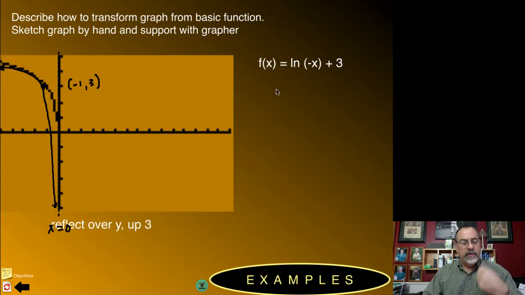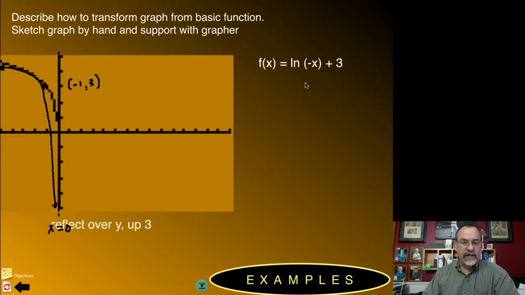Okay, so again, remember the asymptote and the point (1, 0) are your two points of characteristics that you want to look at, and then you simply apply the transformations to those two key parts of the graph that we're looking at.